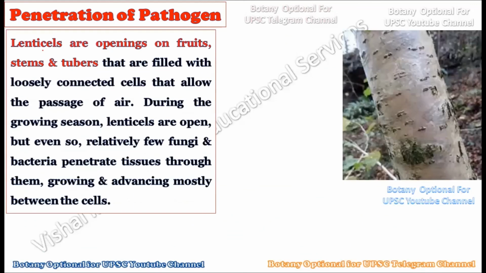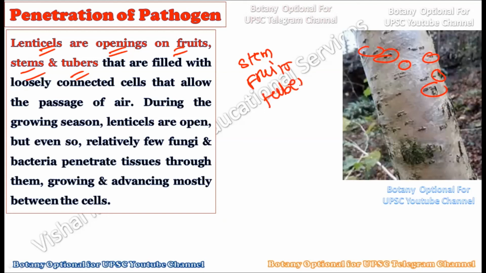Okay. Now there is a third category which is called the lenticels. These lenticels are the openings on the fruits, stems, and tubers. As you can observe here, the lenticels are there on the stem. These lenticels are natural openings on the plant. They may be present on the stem, on the fruits, or on the tubers. Now these lenticels also provide a natural way of entering within the plant body, because they are filled with loosely connected cells that allow the passage of air. So basically gaseous exchange or air exchange can occur through these lenticels.